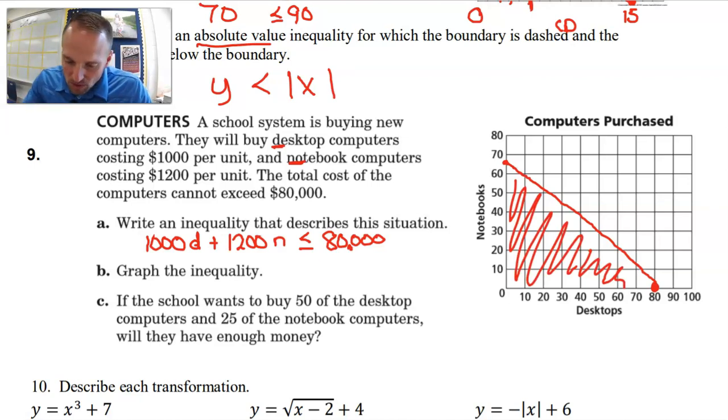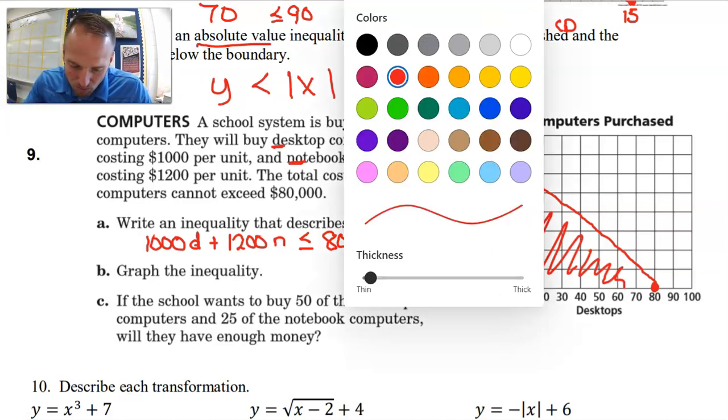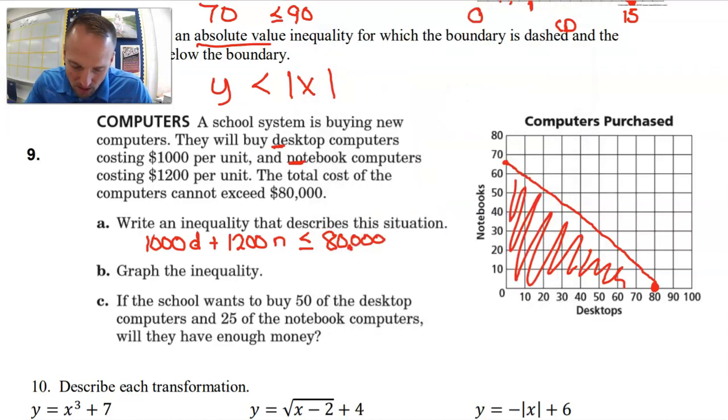If the school wants to buy 50 desktop computers and 25 notebook computers, will they have enough money? Well, let's look. So here's 50 desktop, 25 notebook is right here, and as I look, okay, it's definitely in the shaded area in my graph, but again, I don't trust graphs all the time. So let's look at this back in our inequality and see if it works. So my gut says yes, but we'll see.